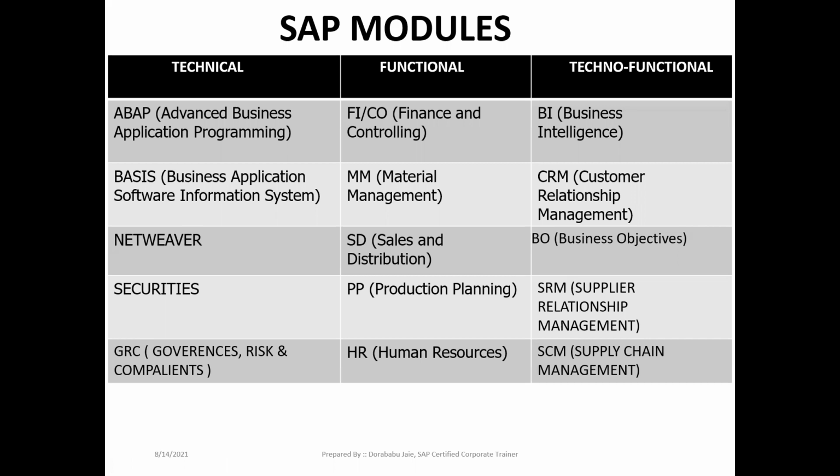Coming to the functionals, FI and CO also come under functional modules. Materials management MM, SD sales and distribution, PP production planning, HR human resource, PM plant maintenance, QM quality management, QC quality control. Like that, we have a list of functional modules. And in techno functional, BI, BO, BW, CRM, SRM, SCM, FSCM.